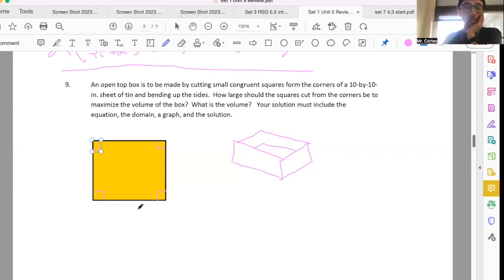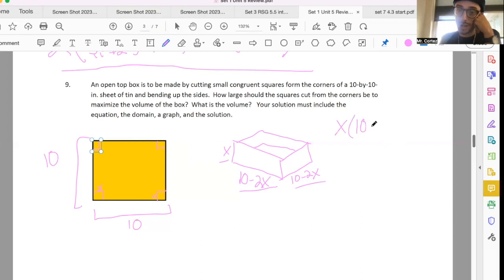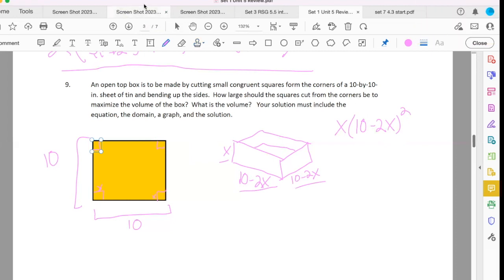So what can you say? You could say that this should be 10 and that you're going to cut out these little squares of x's. And this should also be 10, of course, not to scale. But when you fold this up, this means that this is 10 minus 2x, because these x's are lost. 10 minus 2x, this is x. So why is this helpful? Because the volume of this is really going to be taking this times this, which is x multiplied by 10 minus 2x, squared. So that is going to be the volume that you graph out.